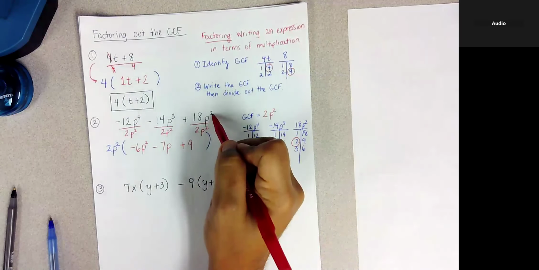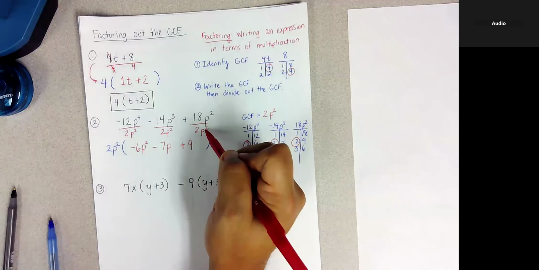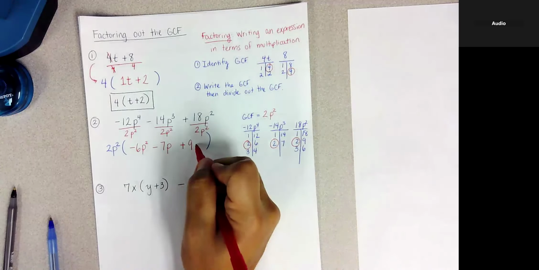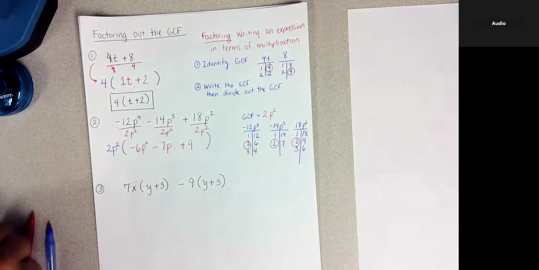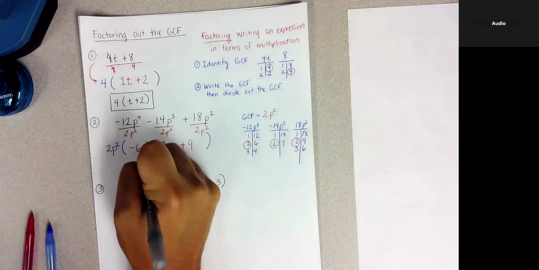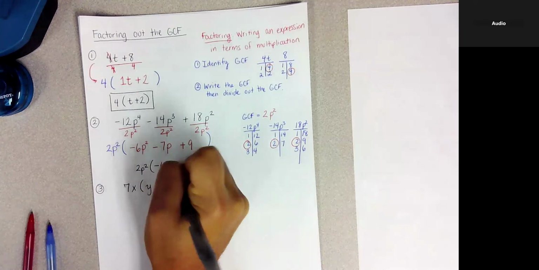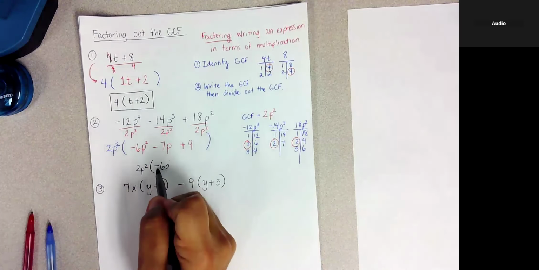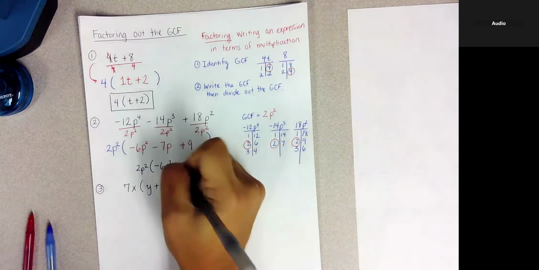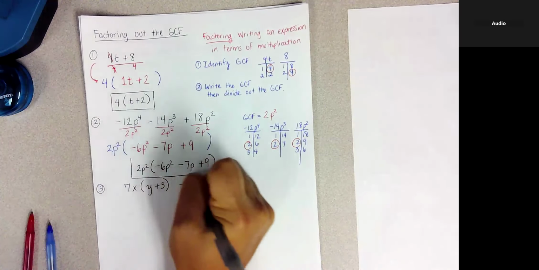And then p squared divided by p squared, think of that like I had 2 p's here, and I divided out 2 of those factors of p, so there's no p's left. I'm not going to put a p down. Okay, so your final answer for this one should be written as 2p squared, the GCF that we factored out, times negative p to the 2nd power minus 7p plus 9, and that is factored.